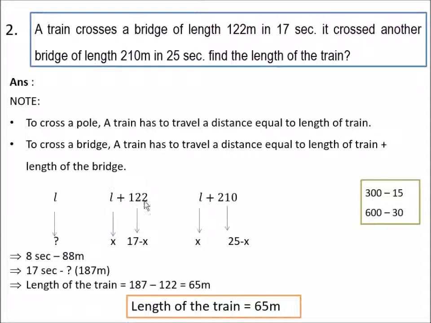L plus 122 is equal to x and 17 minus x. And similarly L plus 210, L is equal to x and 210 is 25 minus x. So from these two equations we can find out the x. In 8 seconds it will travel 88 meters. So for 17 seconds it is 187 meters. Therefore the length of the train is 187 meters minus 122, that is the length of the bridge, which gives 65 meters. Therefore the length of the train is 65 meters.